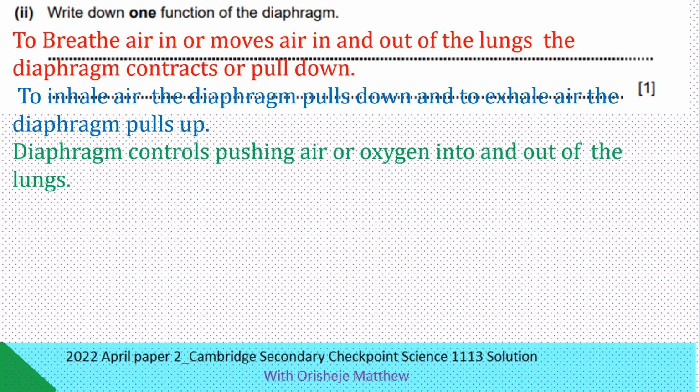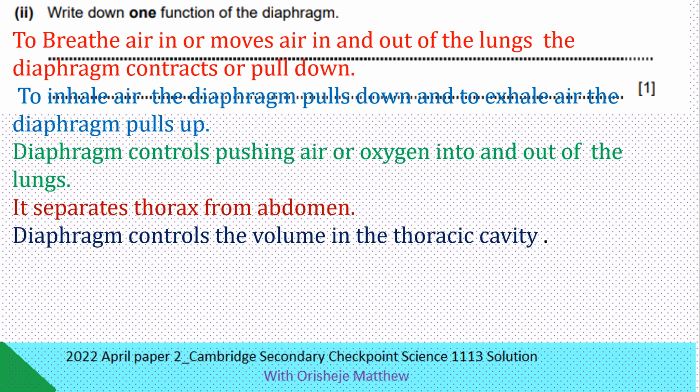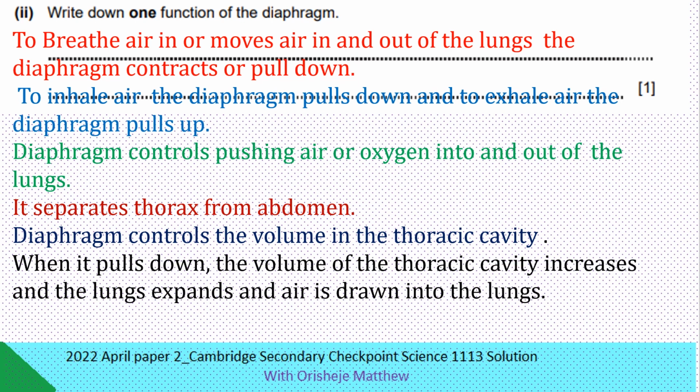Diaphragm controls pushing air or oxygen into and out of the lungs. It separates the thorax from the abdomen. Diaphragm controls the volume in the thoracic cavity. When it pulls down, the volume of the thoracic cavity increases and the lung expands and air is drawn into the lungs.